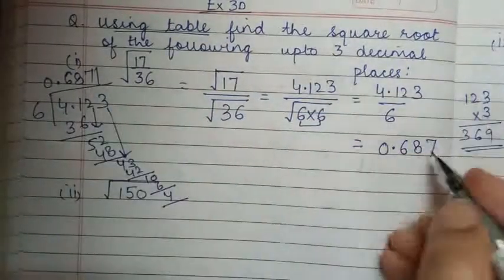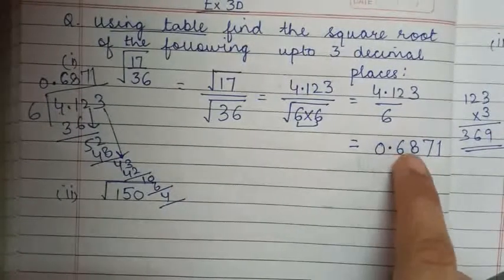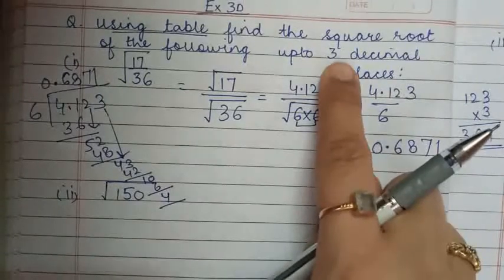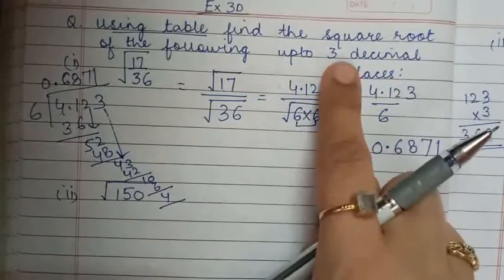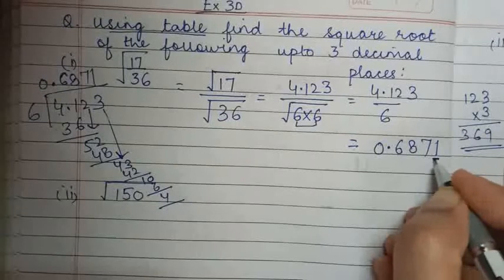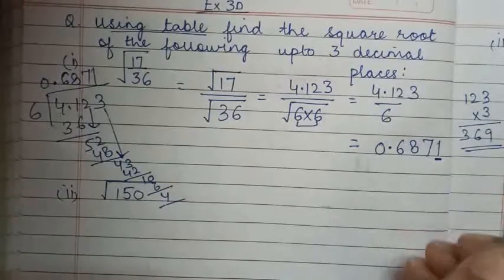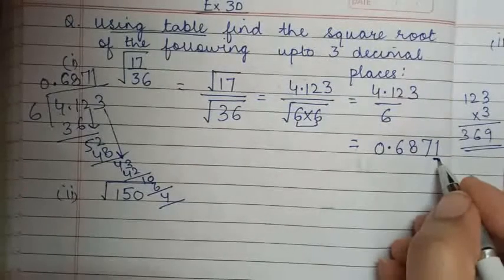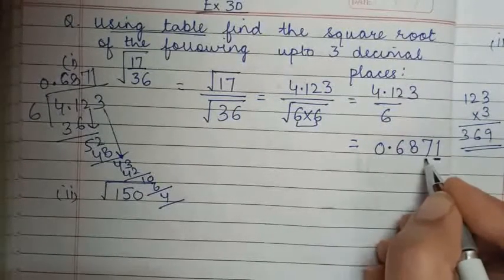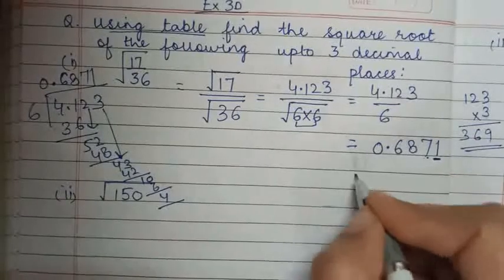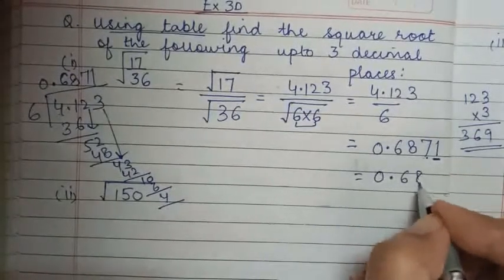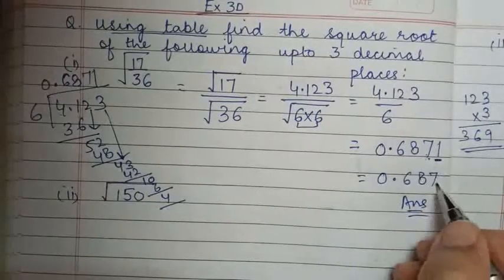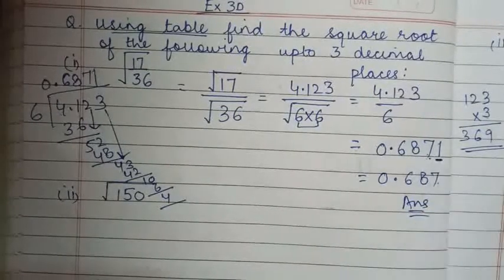So how many decimal places am I finding now? 1, 2, 3, 4. Why am I calculating till 4? Because it is mentioned in the question that I have to find the answer up to 3. So the 4th decimal place will be the checking digit. Now it is lesser than 5. If it is lesser than 5, then the previous place will remain the same. So the answer is 0.687. 7 remains 7 because 1 is lesser than 5.